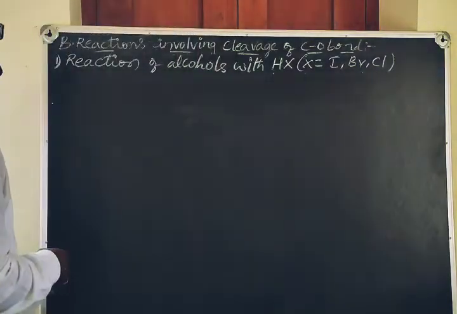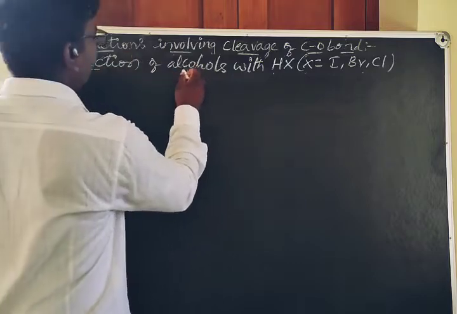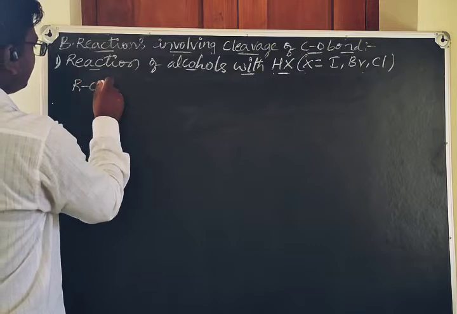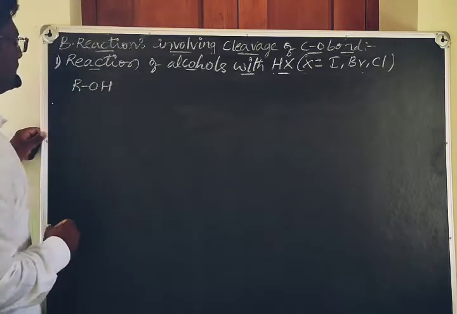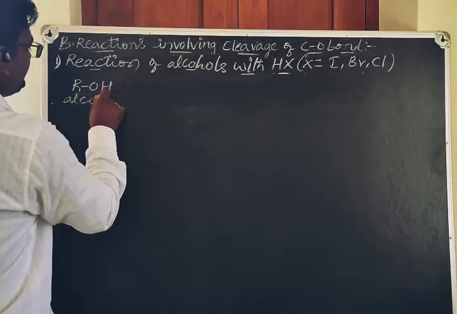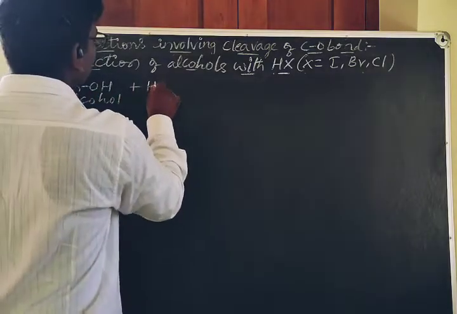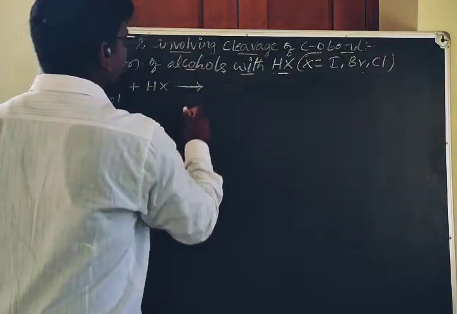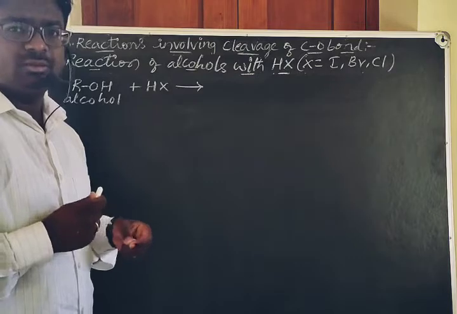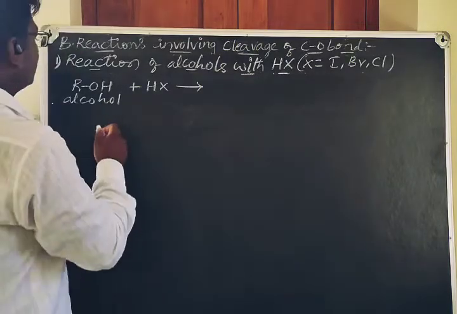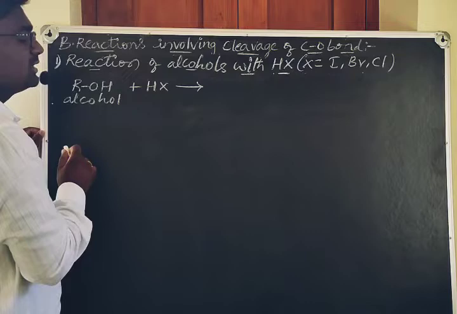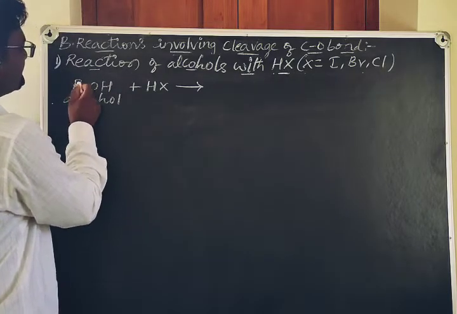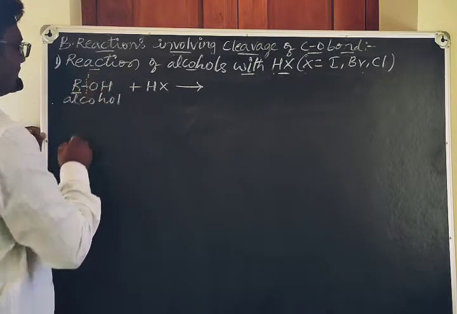For this, we shall take the general reaction equation. The general reaction equation is this: ROH, the alcohol, when it is treated with HX, a nucleophilic substitution reaction takes place like this. Here we are discussing the cleavage of the CO bond, that C is from the alkyl group. This CO bond breaks.